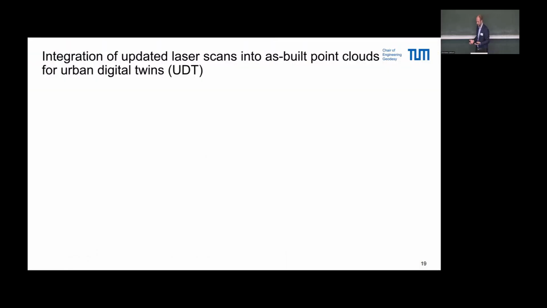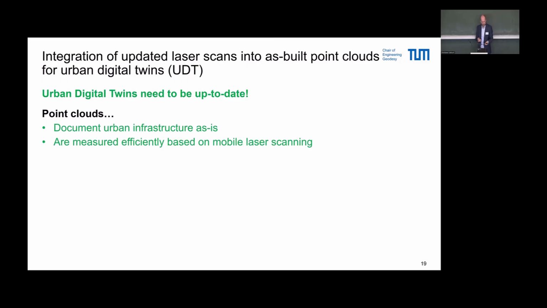So in the end, if we say we need accurate information to update maybe urban digital twins, we have different challenges but different possibilities if we talk about point clouds. First of all, the urban digital twins need to be up to date. So we need to do recurrent scanning, again and again. We can use point clouds or laser scanning for this because we can document the infrastructure as is quite well. And this is also quite efficient if we use mobile platforms.